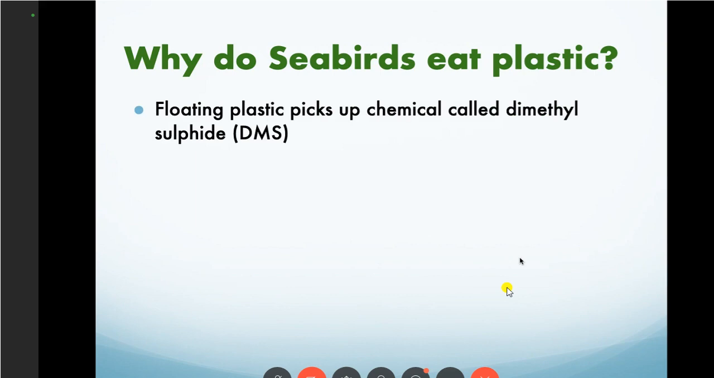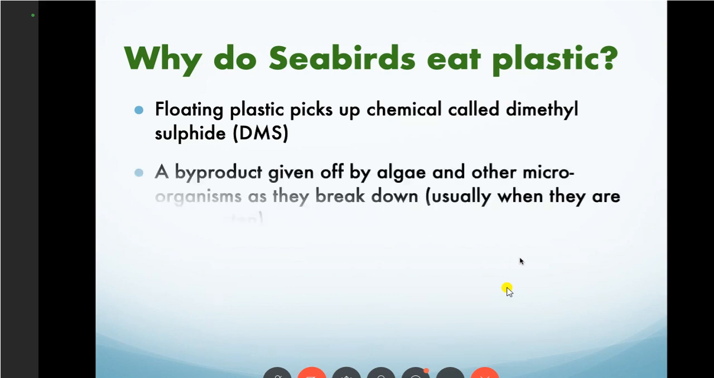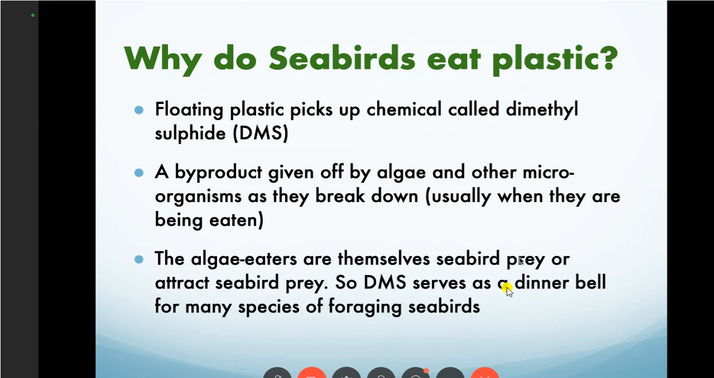The floating plastic picks up a chemical which we call dimethyl sulfide, or DMS. It's a byproduct given off by algae and other microorganisms as they break down, usually when they are being eaten. The algae eaters are themselves seabird prey or attract other seabird prey, and so DMS serves as a dinner bell for many species of foraging seabirds.